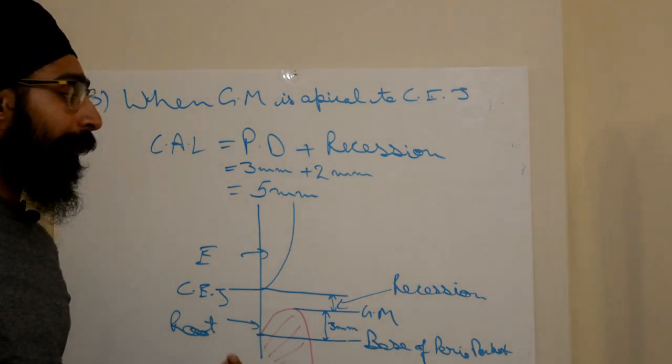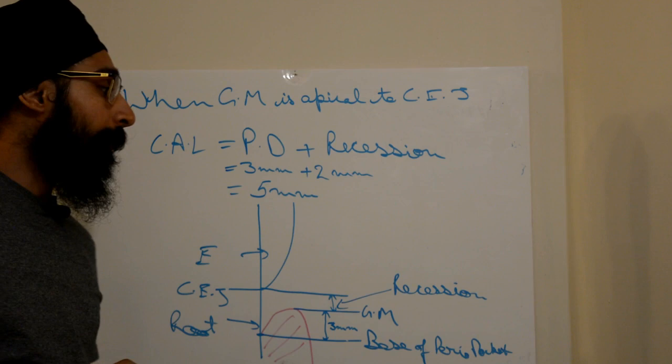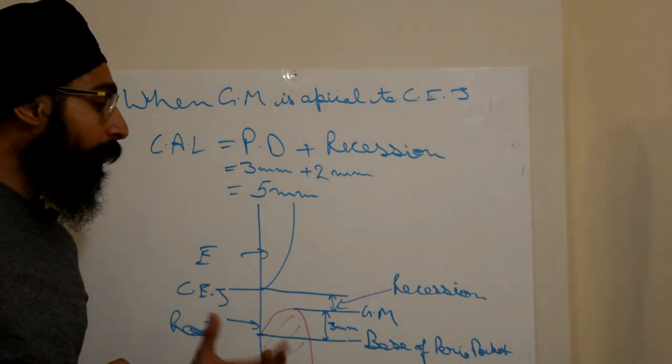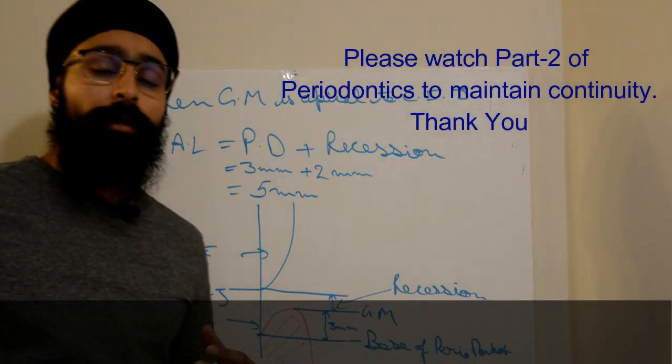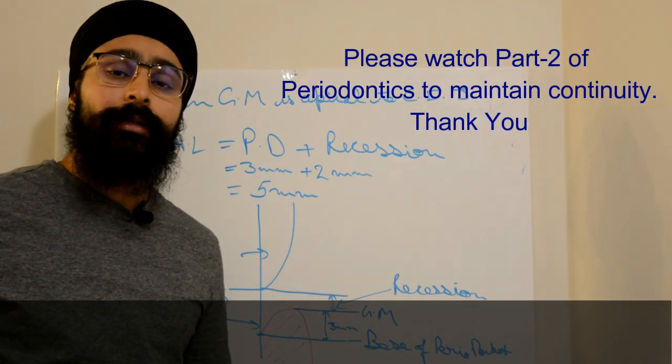This will be more clear in the coming section, which is the perio chart. Now I will come on to the perio chart to tell you how the questions from periodontics come in the ACJ exam.